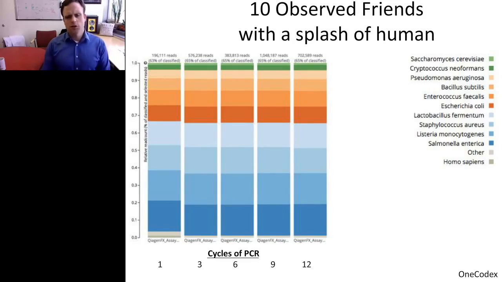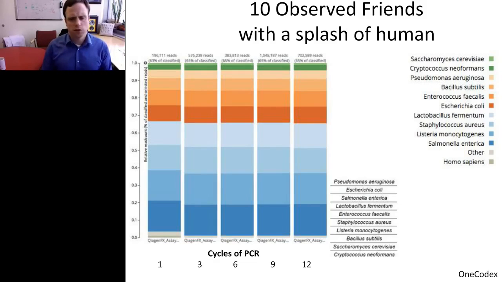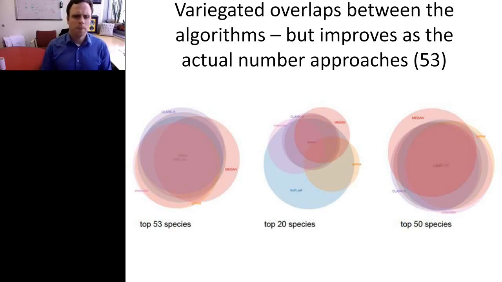But what's interesting is this sample was relatively simple, with these 10 species. When we take things that are more complicated, other published data sets, for example some other titrated published samples that have, say, 53 species that we know are in the sample, what's interesting is if you ask what's the overlap between, say, MEGAN, Clark, or different tools, there's definitely a lot of wings to this Venn diagram. They do not always agree as you would like. And if you say, give me only your top 20 species, they actually disagree even a little bit more.